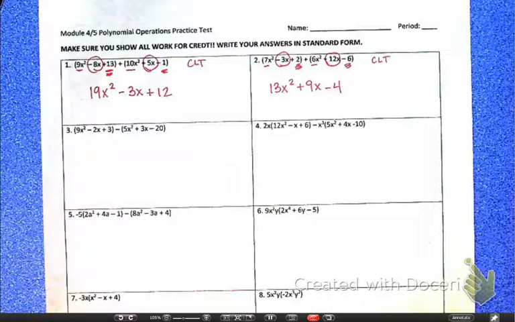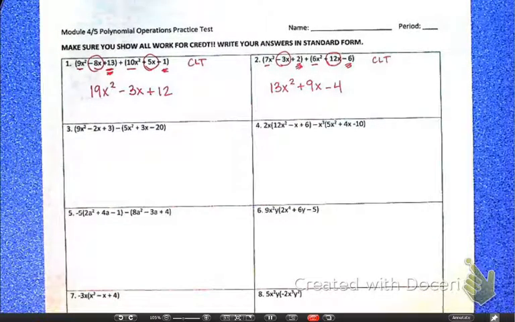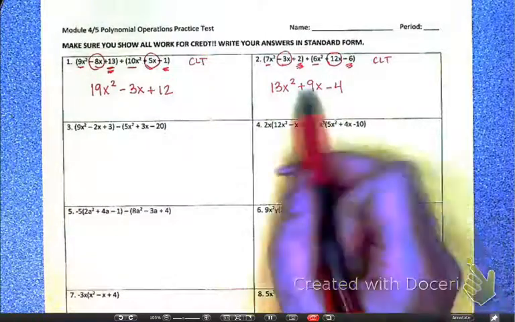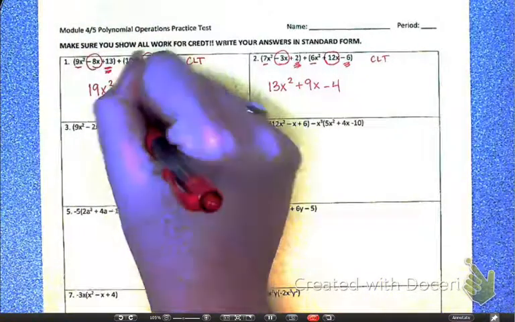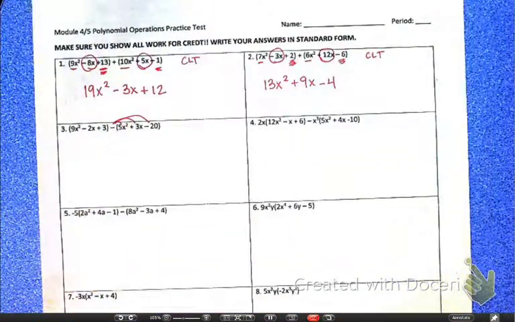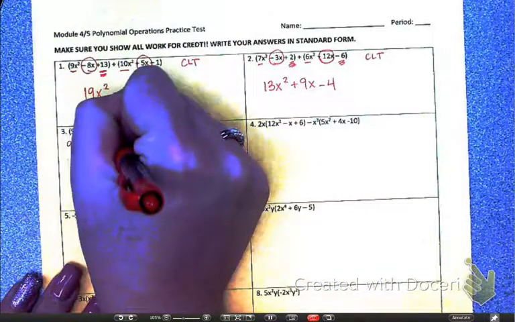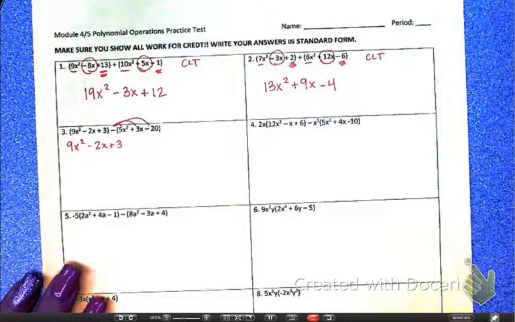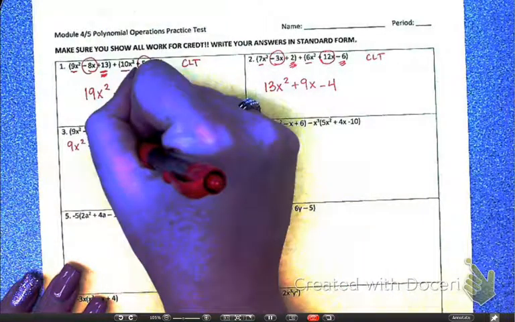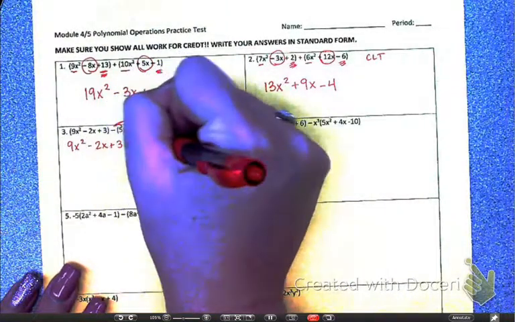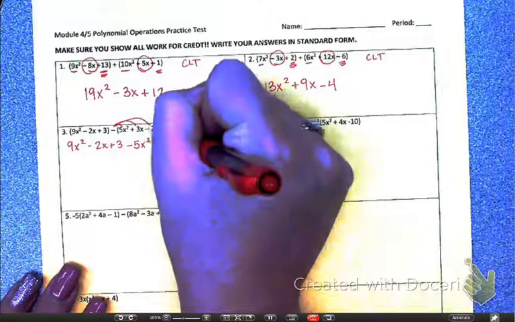Number 3, what operation am I performing there? Subtraction. Okay, we can't just combine. We have to distribute in that negative sign. So I really have a 9x squared minus 2x plus 3. That's my first set of parentheses. And when I distribute in a negative, I get a negative 5x squared, a minus 3x, and a plus 20.